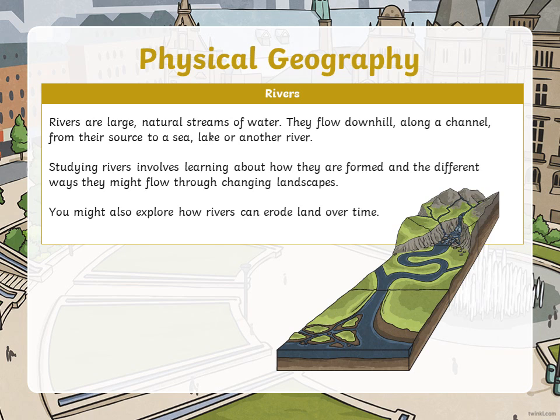So, in Egypt, it comes from the sea. Can you pause the video and have a think about what is the name of the sea that the River Nile comes from?